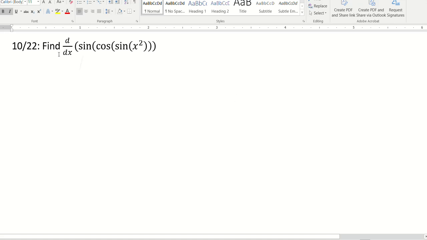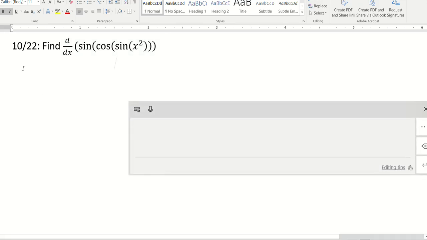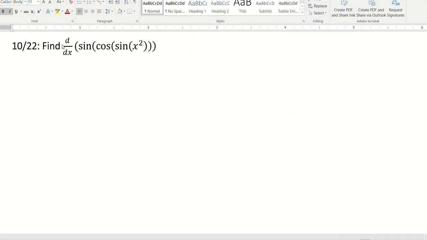Sweet. So we're trying to find the derivative of sine of cosine of sine of x squared. Gross. Is there a clear most outside piece right now? Sine. So what do we do with the clear most outside piece? Let's take the derivative. And I'm going to copy and paste this on the other one so that it's easier for me to work with. But here we go.